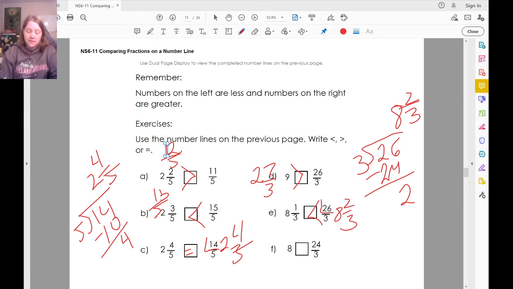And then we have 8 and 24 over 3. Let's convert 24 over 3. 24 divided by 3 is 8, which is the same thing as 8. How crazy is that? So we're going to put an equal sign.